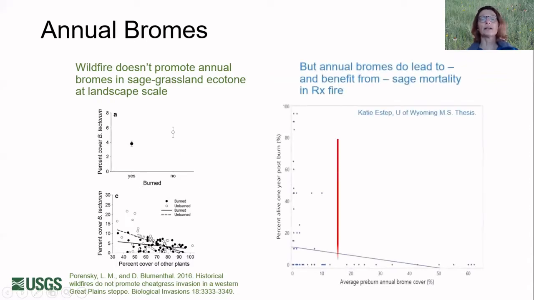However, at smaller scales in this same system, annual bromes are quick to colonize the space that's created when sagebrush plants are killed by fire, and sage mortality is quite likely when the annual brome cover is above about 15% of plant cover.